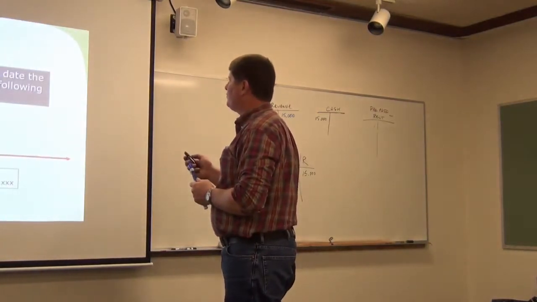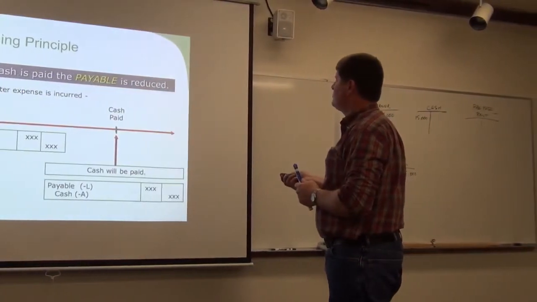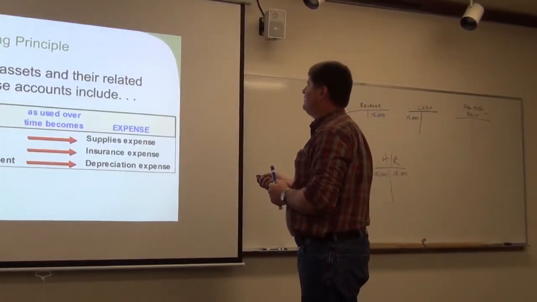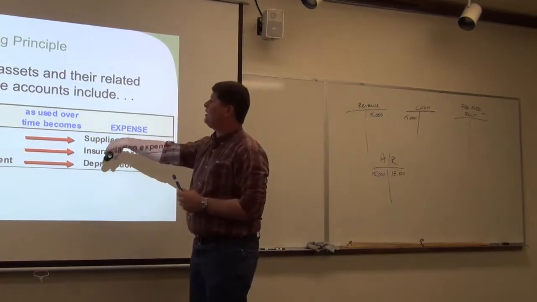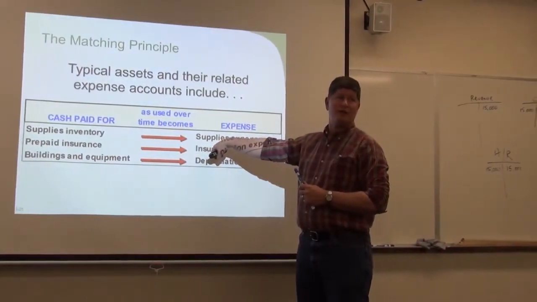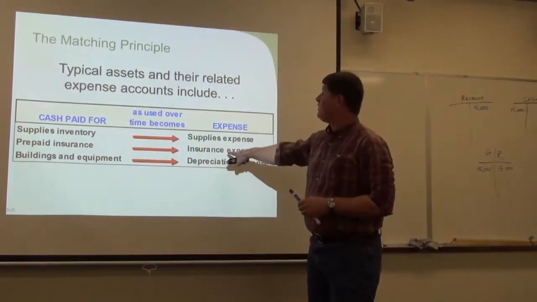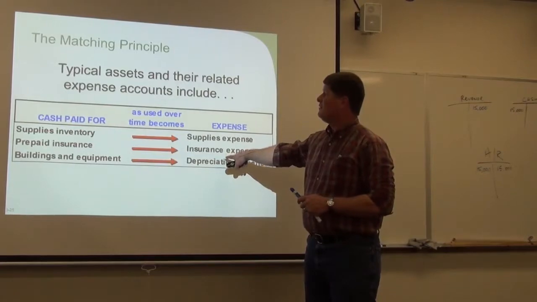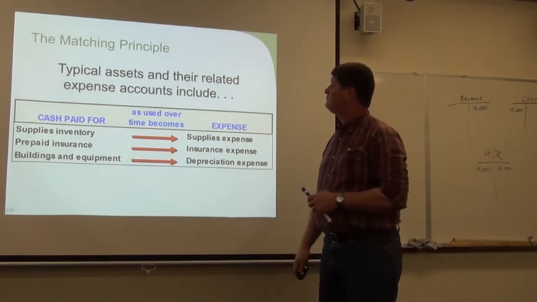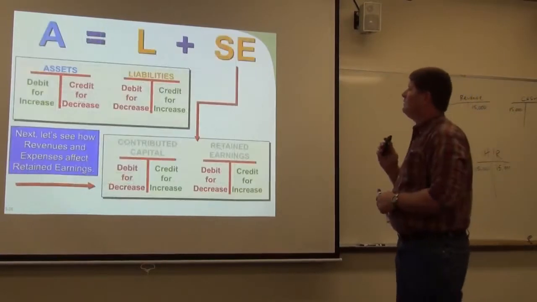So that's what we just went through. Matching principle, payables. All right. So examples of this are, you know, if we buy things for our business and we promise to pay for them later, they become accounts payable, right? If we pay for insurance in advance, things like that. I'm going to let you guys read about that.